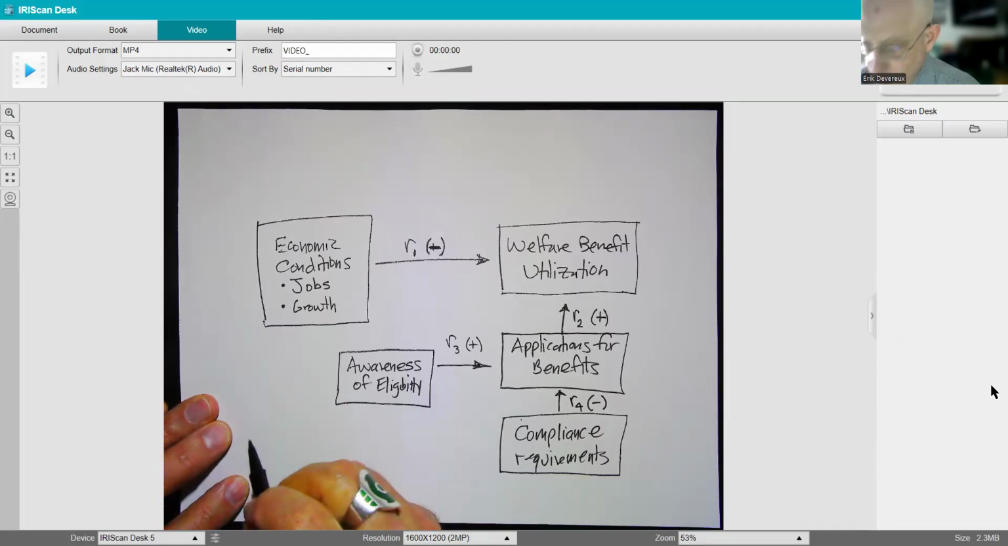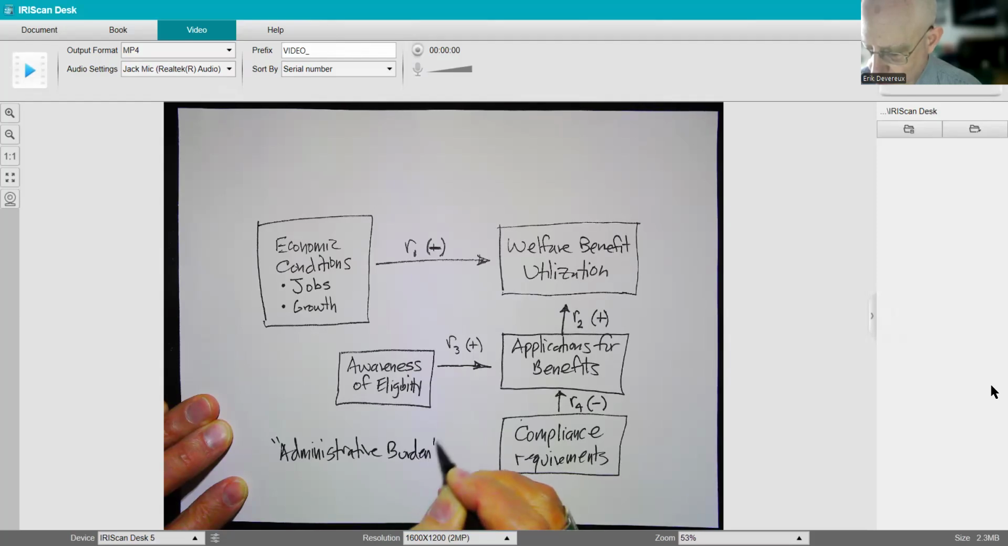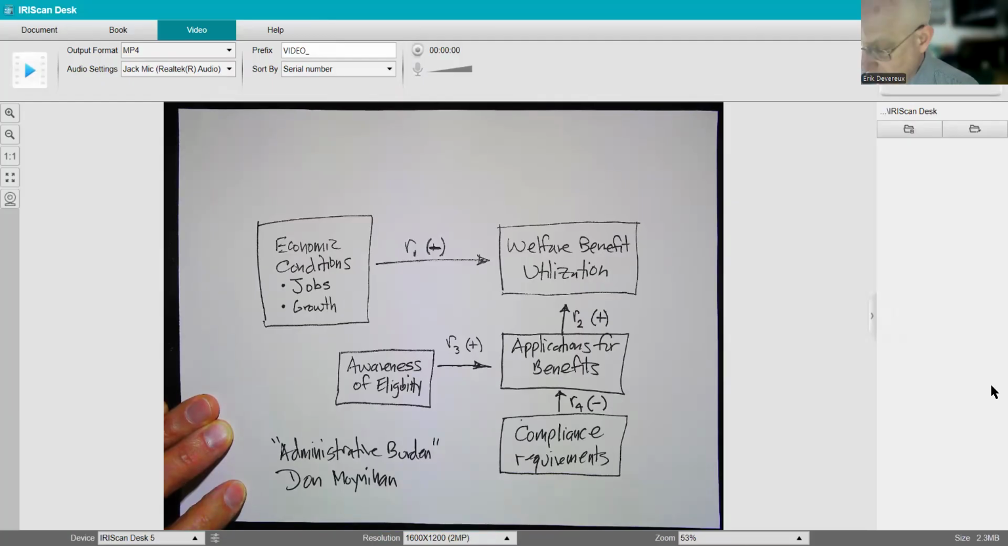In fact, there's an entire literature in our field. You can look it up. It goes under the label administrative burden, and it is most associated with the work of Professor Don Moynihan, who is now at the University of Michigan, and his co-workers. What they have been focusing on is how governments have intentionally increased the compliance requirements at times in order to drive down welfare benefit applications and welfare benefit utilization. They have used the compliance requirements as a control mechanism in this regard.